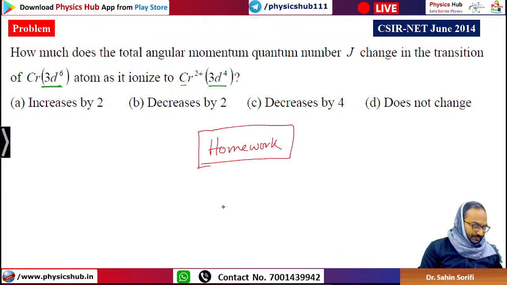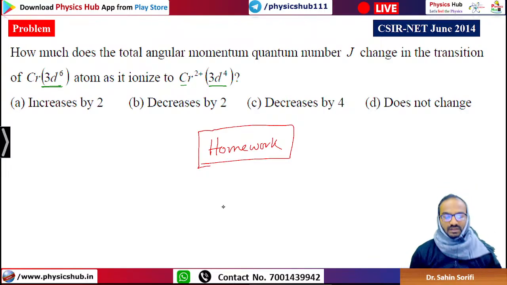Thank you guys. Thank you very much for joining the session. Tomorrow we'll be considering jj coupling. LS coupling is done today, along with the spectroscopic symbol. jj coupling, we'll talk about that a little bit, then it will be over.